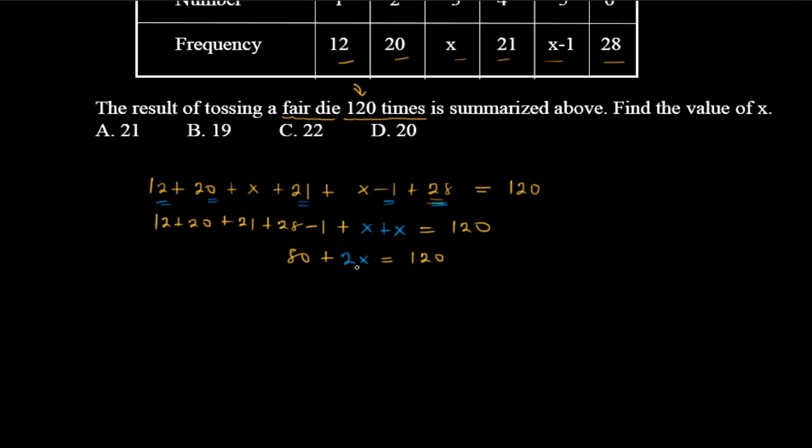Now to find x, I subtract 80 from both sides. So what you have is 2x equals 120 minus 80, and that's going to give you 40. So you have 2x equals 40. Now to find x, I'm going to divide both sides by 2. So what you have here is going to be 20, and then your x equals 20.